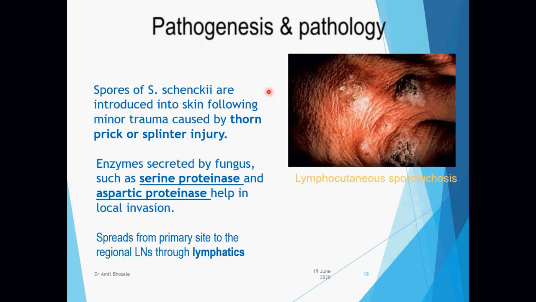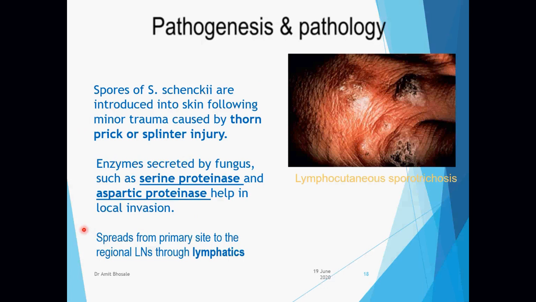Pathogenesis: spores of Sporothrix schenckii are introduced into the skin following minor trauma caused by a thorn prick or splinter injury. The fungus can produce enzymes like serine proteinase or aspartic proteinase, which help in local invasion, causing destruction of the surrounding tissue and spread of the fungus into the surrounding tissue. So this is the mechanism by which the fungus spreads into the subcutaneous tissue with the help of these enzymes.